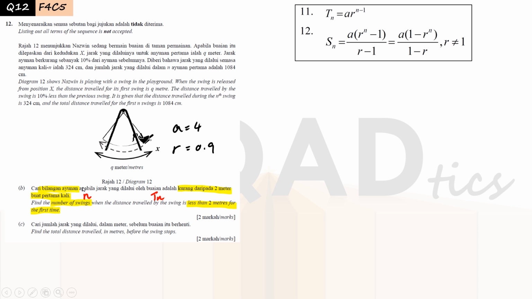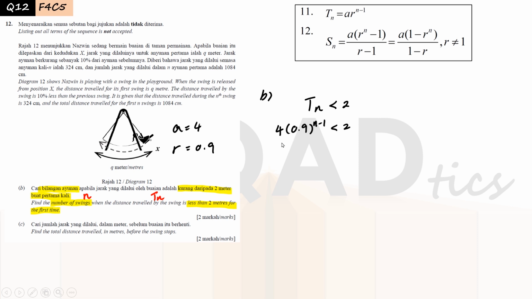So now to find the value of n, we need to use the inequality where Tn is less than 2. Okay, so we are going to use this. So we are going to use back the formula of Tn. So A here, I'm going to use the meter version, not the cm version, because here we are given meters. Okay, so the value of A is 4, and the value of R here will remain as 0.9.